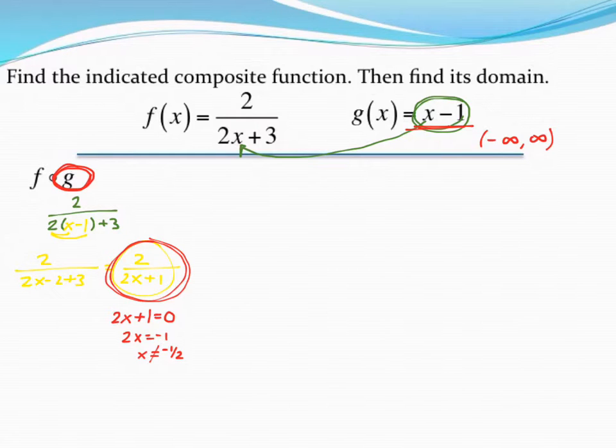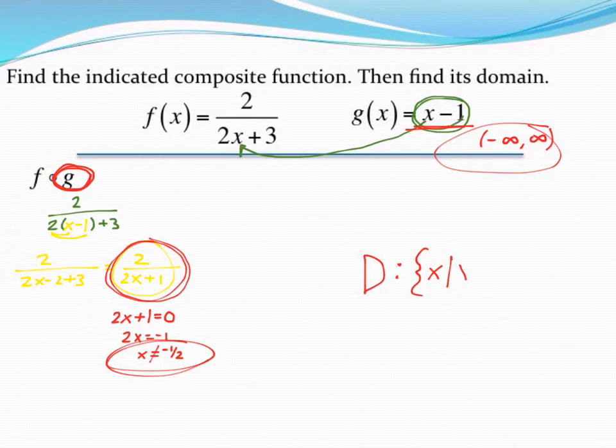So now to find our total overall domain for this problem, I need to consider both of those domains. This domain and this domain up here. So putting those pieces together, well, the first one was all reals, there's no problem there, but my second domain, I said x could not be negative 1/2. So let's go ahead and state a final domain. I'm going to do this whole set notation thing. So x such that x cannot equal negative 1/2.